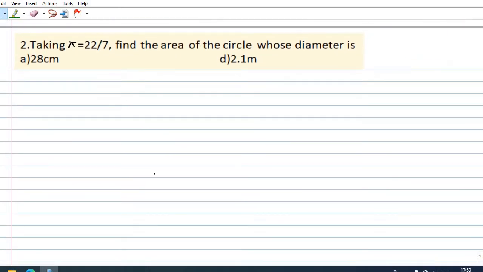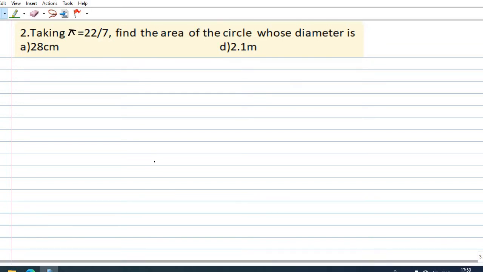See, listen. Taking pi equal to 22 by 7. See, in the previous sum they gave pi is equal to 3.14, which is in decimal. Here they have given it in fraction, which is 22 by 7. Now I am going to find the area of a circle whose diameter is 28 centimeter. They have given the diameter. See, diameter is equal to twice the radius. Is it clear? Diameter is what? Twice the radius.